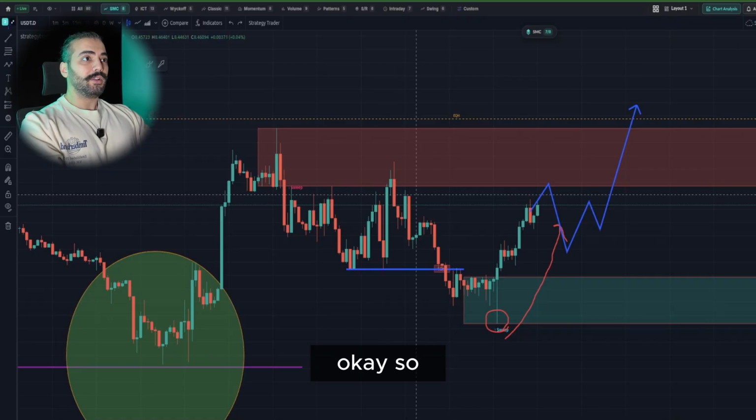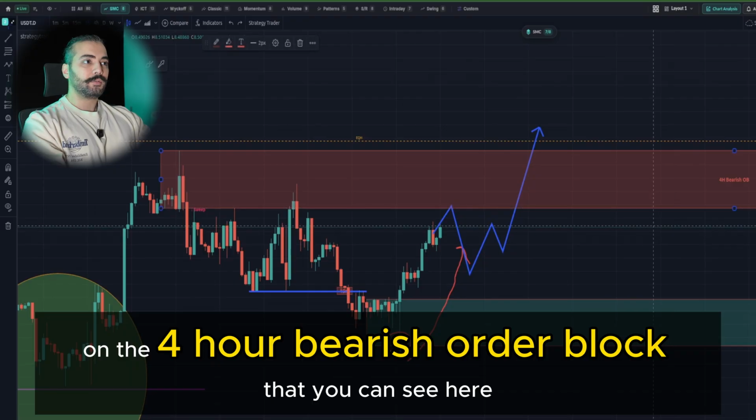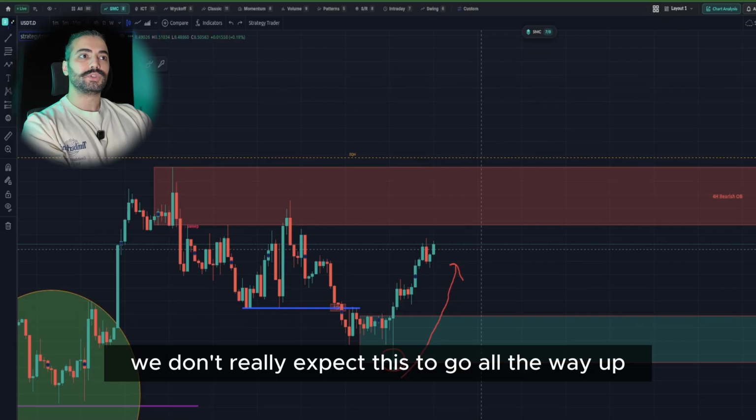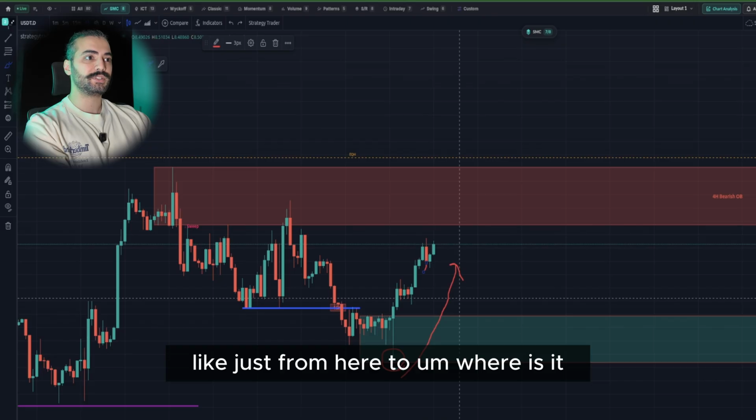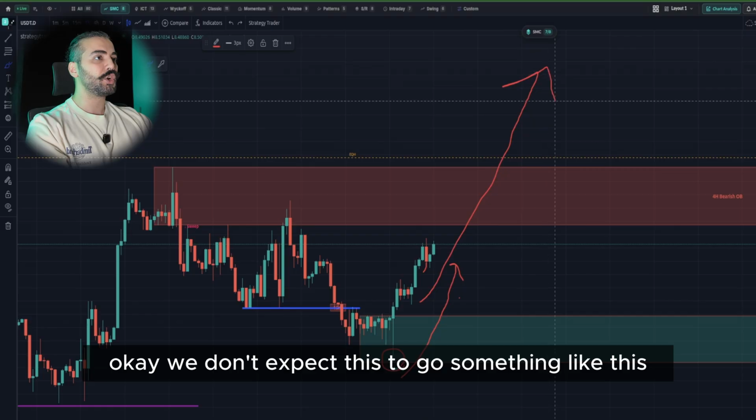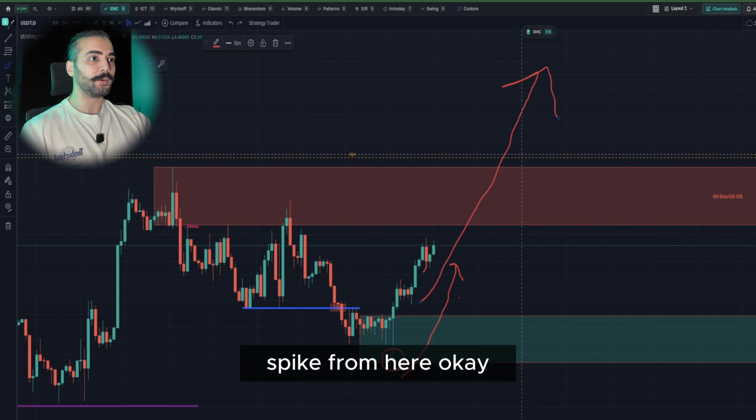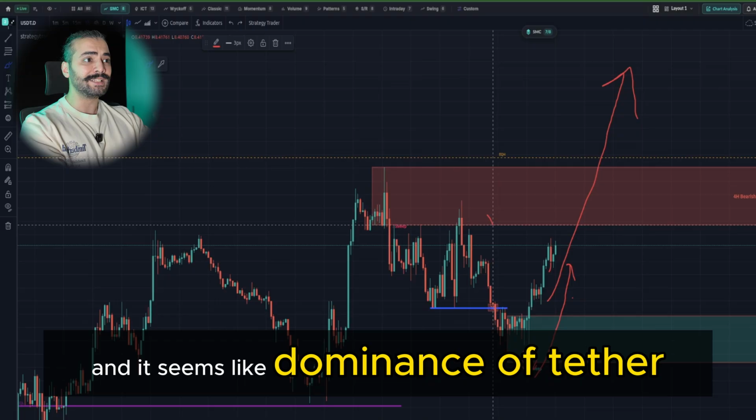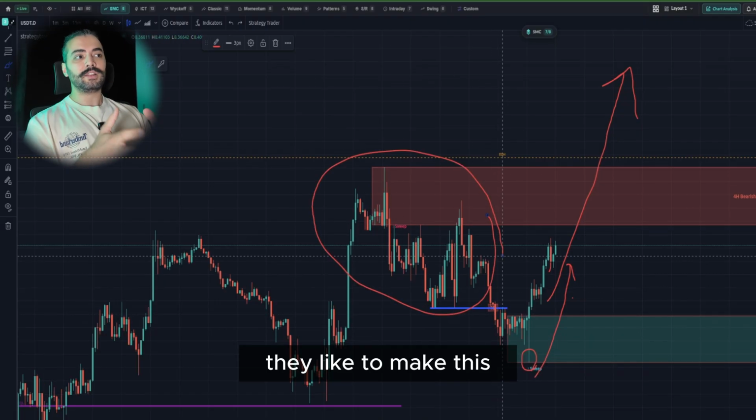Okay, so on the equal high here and on the 4-hour bearish order block that you can see here, we don't really expect this to go all the way up, like just from here to, where is it? Okay, we don't expect this to go something like this. We don't expect a parabolic spike from here, okay? We do need to make the same structure that we created here. And it seems like dominance of Tether or the crypto market as of now, they like to make this.